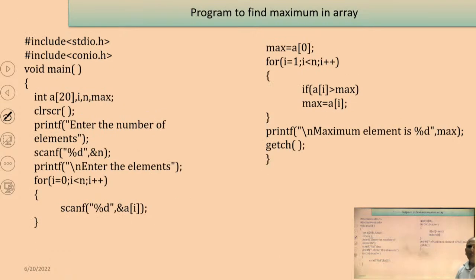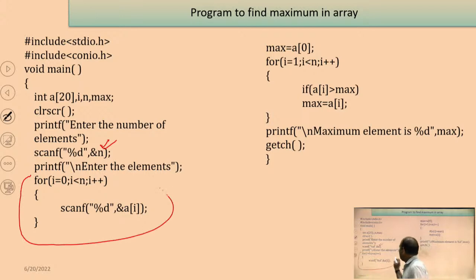Okay. Now, if we want to find the maximum element of an array, firstly we take n as the number of elements of the array, and we input the array by writing a for loop. We take the scanf here, and A of I means the array has been taken as input, all the elements are being input by this for loop.